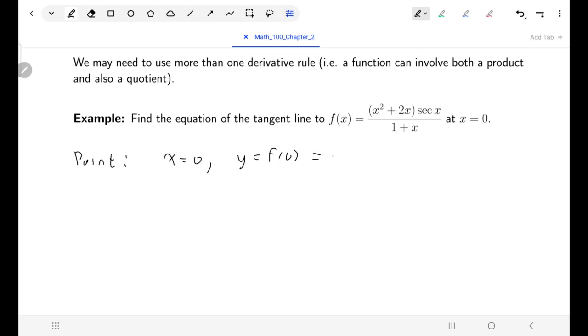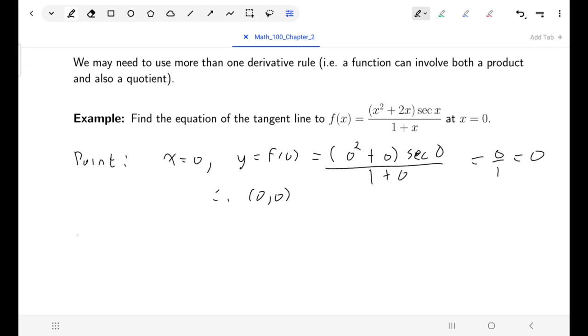And this is a pretty fast one because when I put in 0 for x, I get 0 over 1, which is just 0. So it looks like we're going through the origin. So it'll be a relatively nice looking equation of a tangent line. We just need to now find our slope.